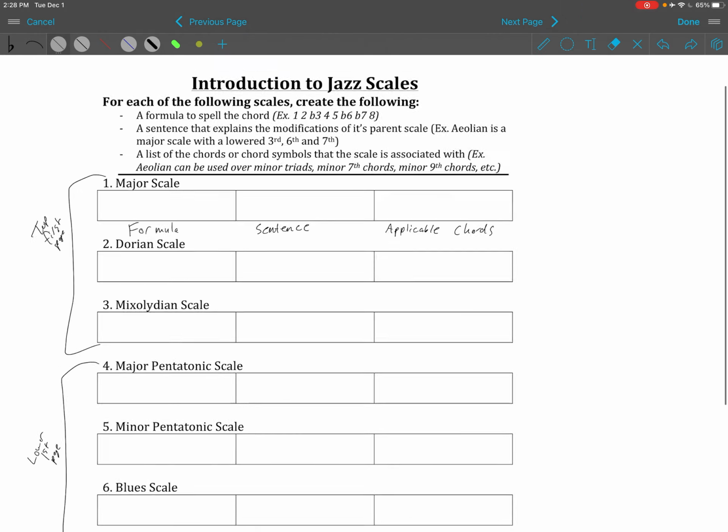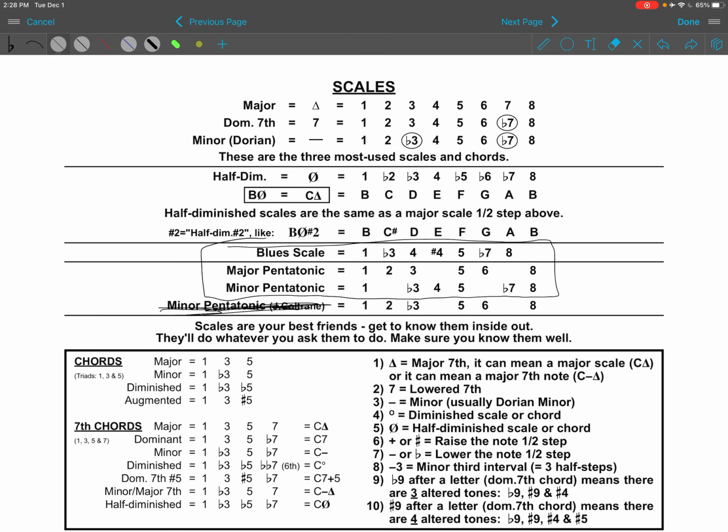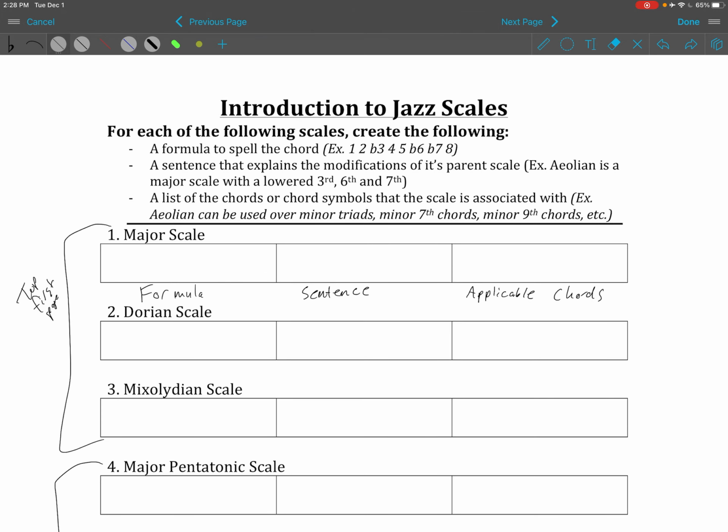Anyway, guys, in each of these boxes you're writing a different thing. The first box, you're going to write the formula for the chord, whatever this number system is here. So the major scale is going to be 1 through 8 with nothing changing. That's my formula for major: 1, 2, 3, 4, 5, 6, 7, 8. And don't forget, guys, you can always pause the video at any time to finish copying what I'm writing so that you can keep going.